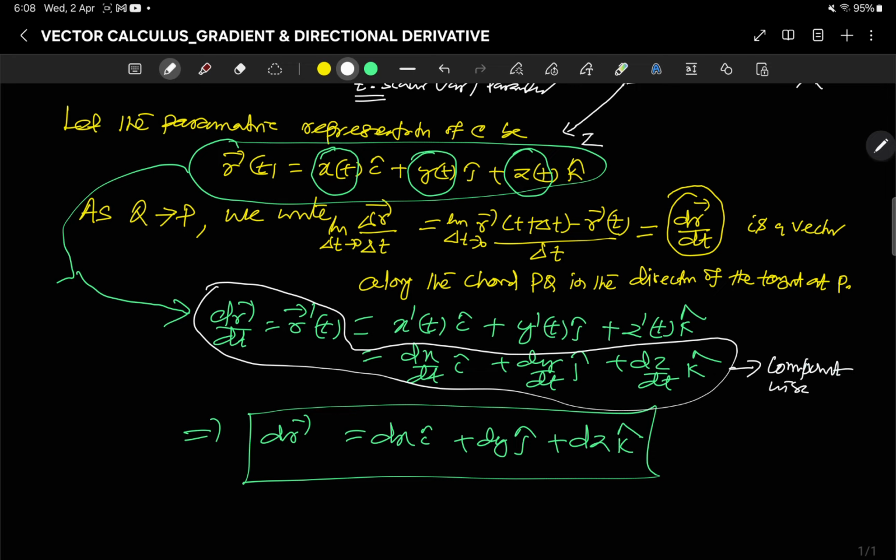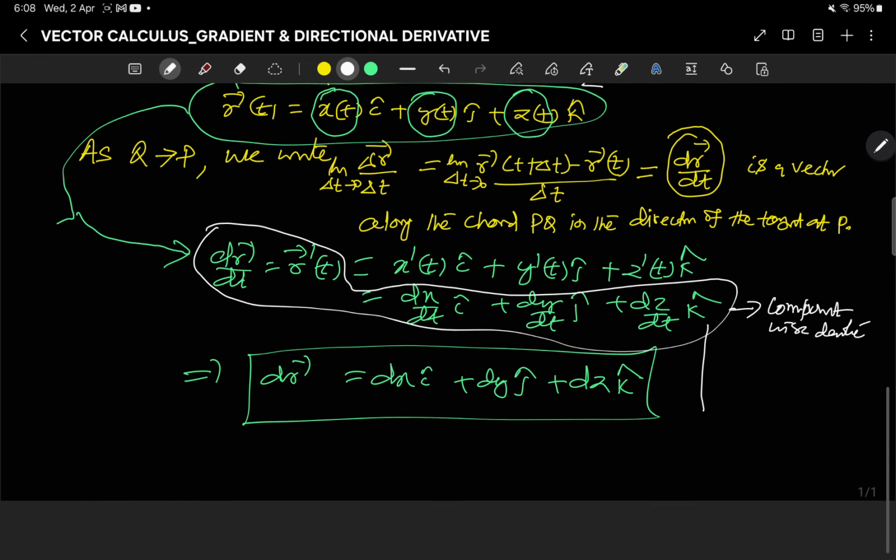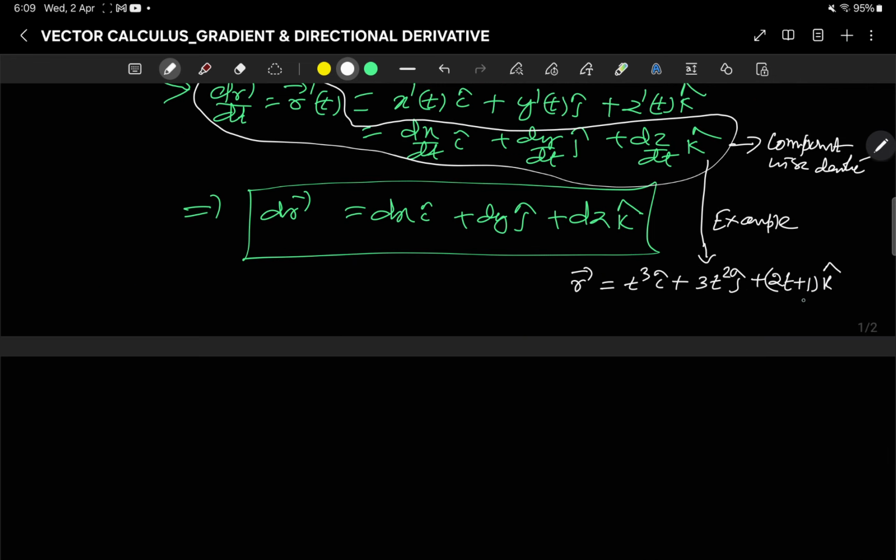Component wise derivative, right? For example, if your r is given by this with the single parameter t, then dr by dt will be simply, the derivative of this is 3t square i, the derivative of this is 6t j, and the derivative of this is plus 2k. This is the ordinary derivative component wise.